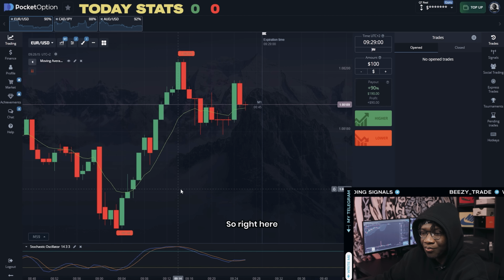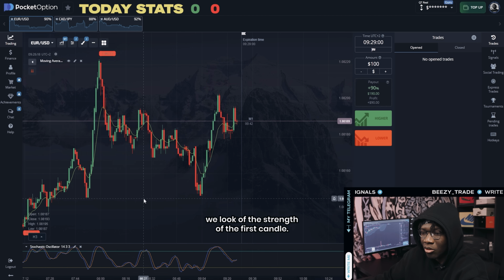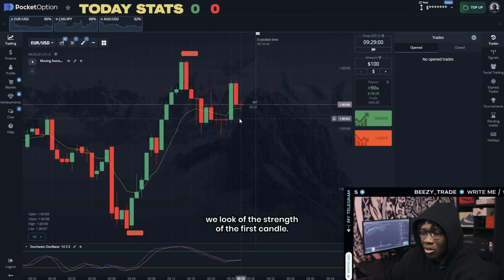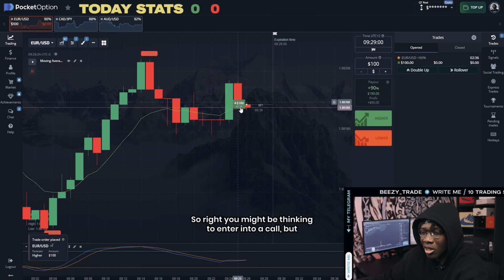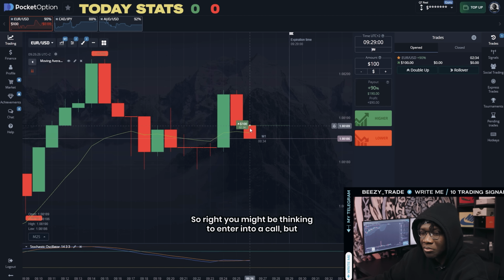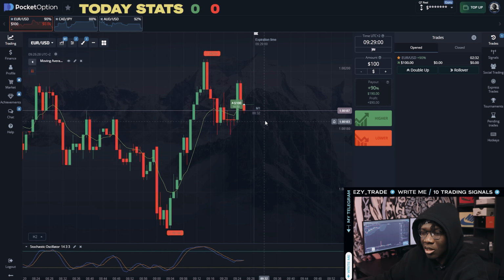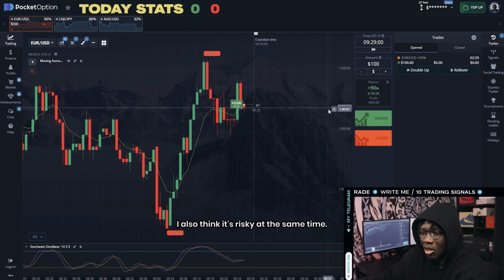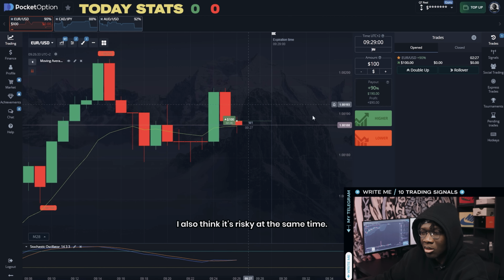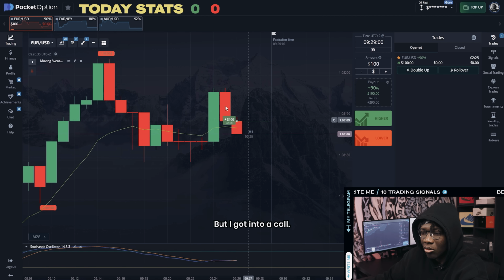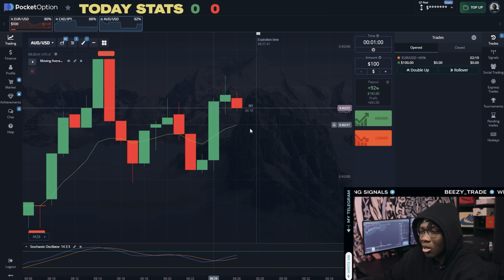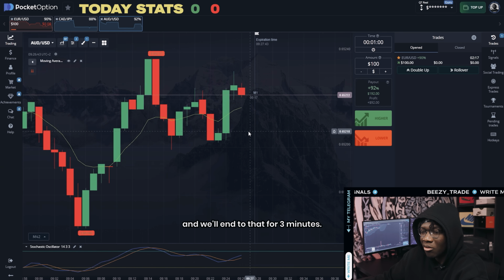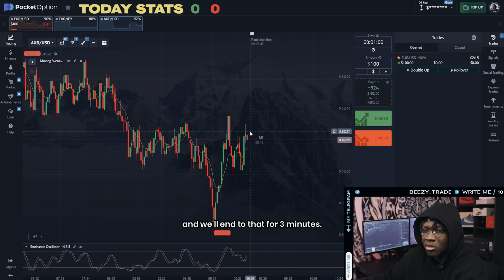So right here, we look at the strength of the first candle. We still see that this candle is a lot longer. So right here, we might be thinking to enter into a call. But I also think it's risky at the same time. But I'm gonna enter a call. I think that the price might continue to flow all the way downwards, and we'll enter that for 3 minutes.